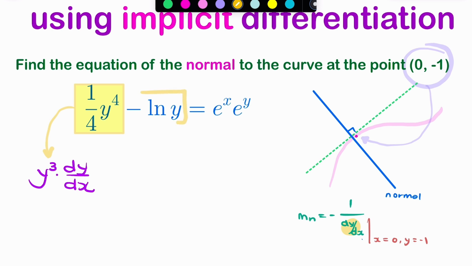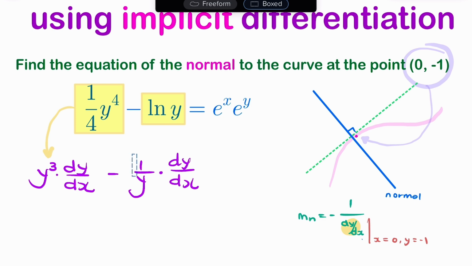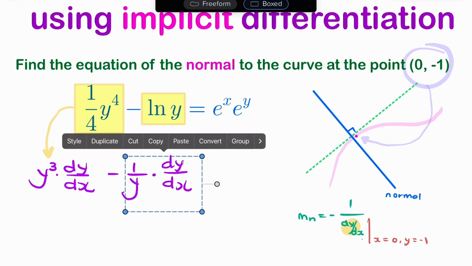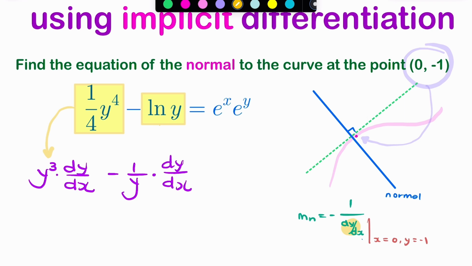Second term, I've got negative ln y. So the derivative of ln is 1 over, so it should be minus 1 over y. But because this is y and not x, we multiply by dy by dx. So that's my second term. All right, and we're doing this term by term because this is implicit differentiation.